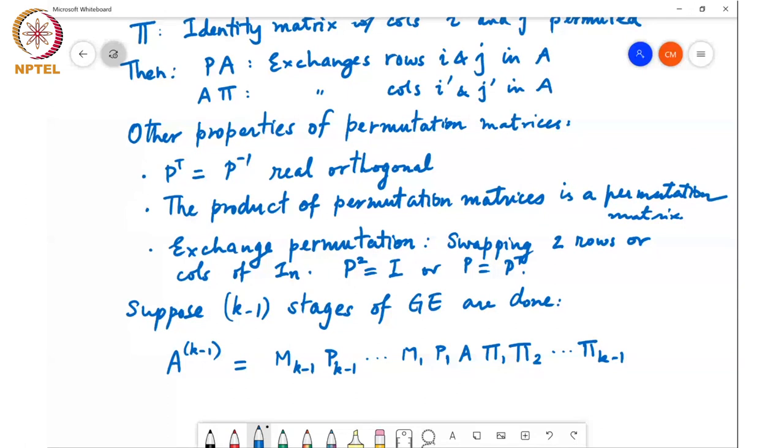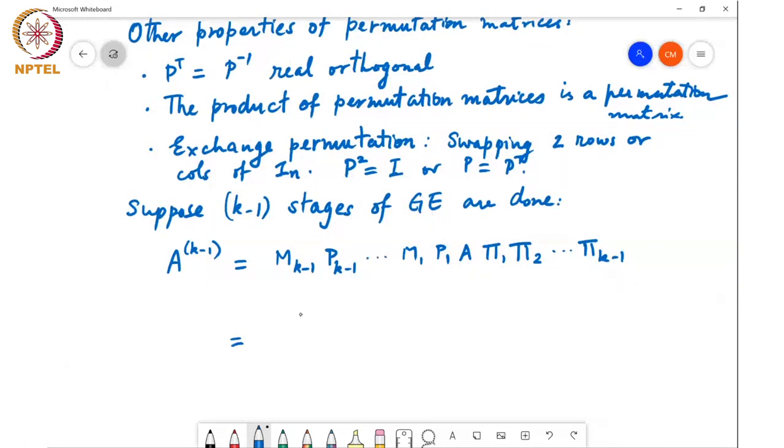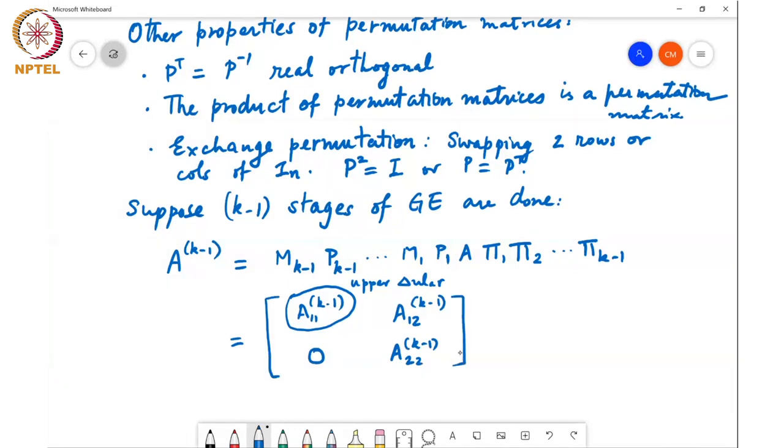Now this matrix by construction has the form: A11^(k-1) at the top left, and this is upper triangular. And I have A12^(k-1), and then 0 here and A22^(k-1). And this is k minus 1 rows and this is n minus k plus 1 rows. And similarly, this is k minus 1 columns and n minus k plus 1 columns.